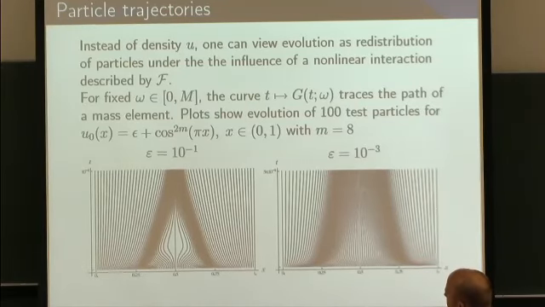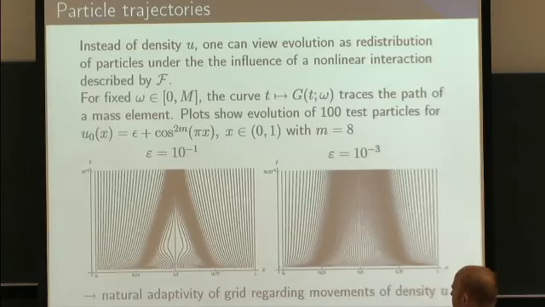And you see here that these particles, these omegas, are not constant, but they move as the problem evolves. And since these omegas are also what we make our grid of, our grid is not constant in time, but it adapts naturally to the evolution of the equation. So you have a sort of natural adaptivity of the grid to the movements of the density.